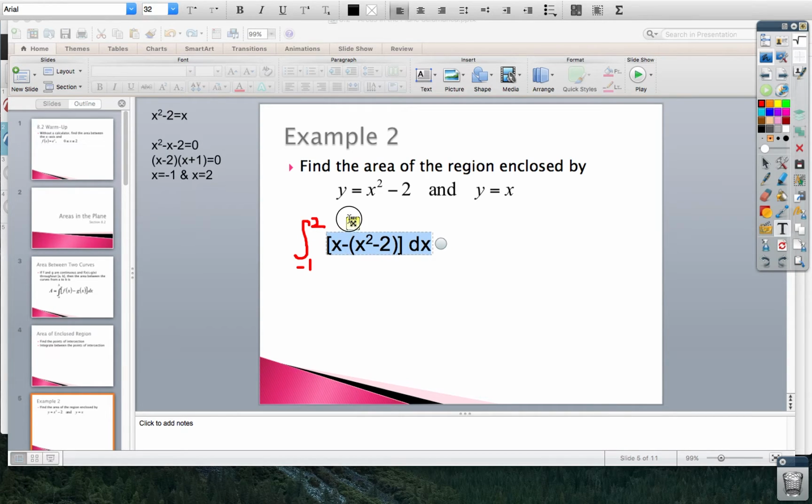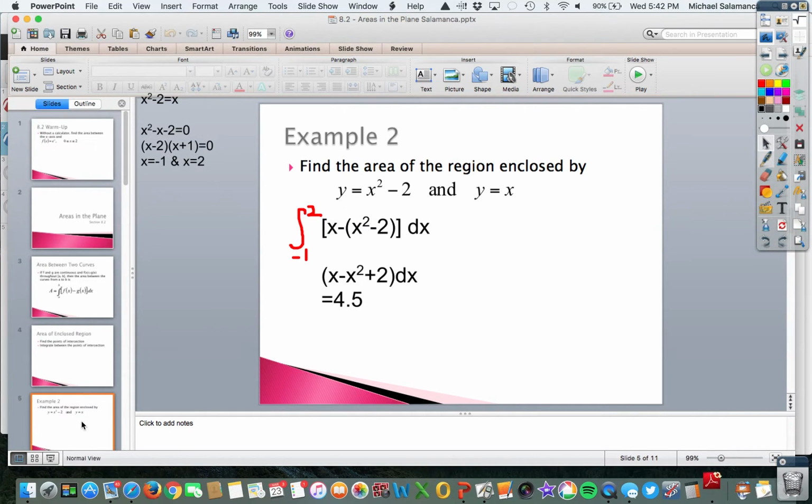And so this is what we have. We're going to be left with x minus x squared plus 2, and we're still including the dx. And then we're integrating that from -1 to 2. And when we do that, our answer turns out to be 4.5. Yes, I did that by hand. You should be able to do that as well. I just wanted to save you some time from seeing all of the math involved.